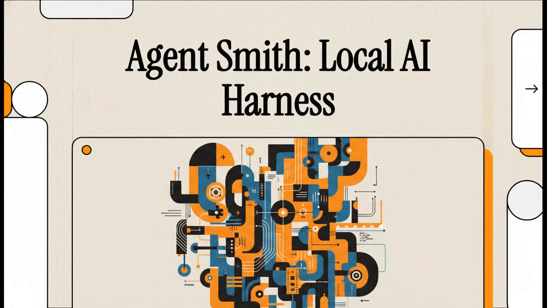All right, welcome to this explainer on Agent Smith. Today, we're diving into a system that is fundamentally changing how developers interact with local AI. We spend a massive amount of time talking about the AI's mind, obsessing over parameter counts and benchmark scores. But here's the reality. The secret to truly autonomous coding isn't just a smarter mind, it's a better architectural body.